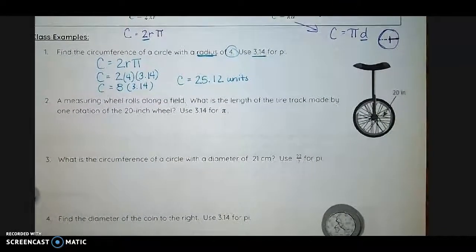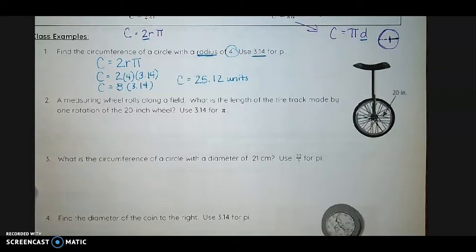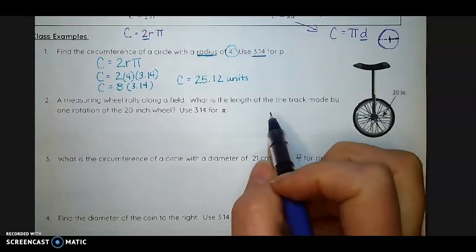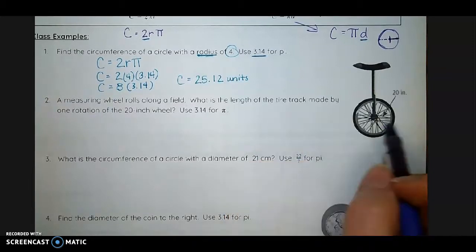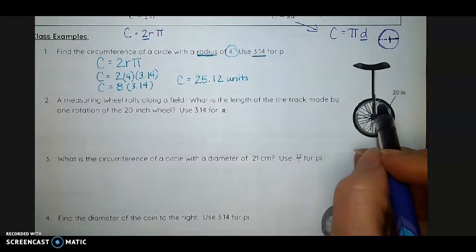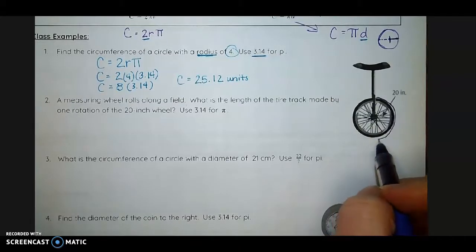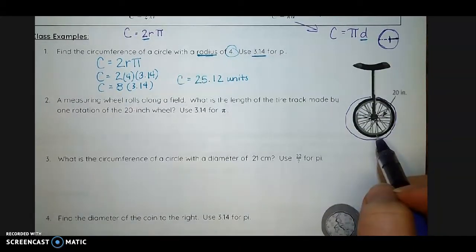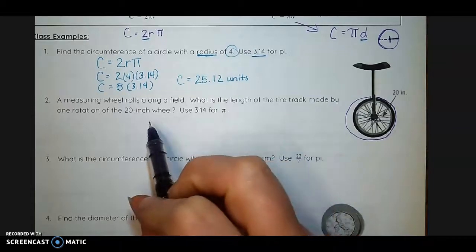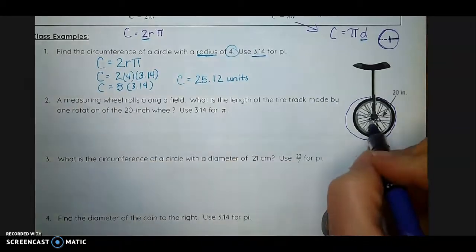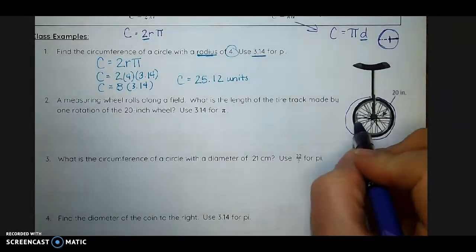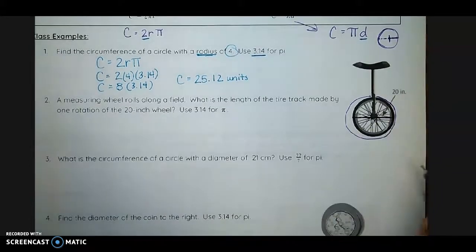This next one here says a measuring wheel rolls along a field. That actually looks more like a unicycle, doesn't it? But we've used those in class. We've used those wheels to measure. It wants to know how long the tire track is. So it wants to know the circumference. It wants to know the distance around. If it tells me that it's a 20-inch wheel, that means it goes all the way across. So we're talking diameter.